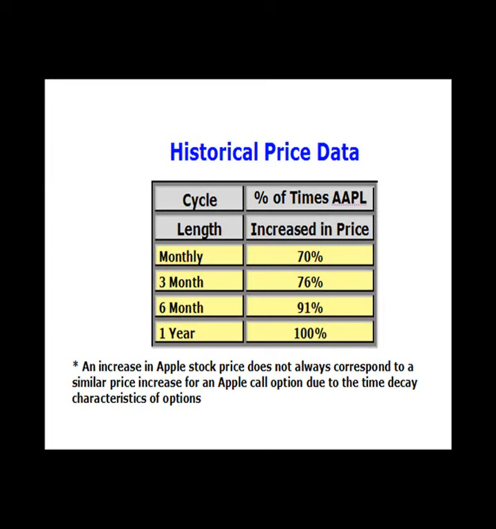Based on this data, if Apple was in a price uptrend and I wanted to purchase an Apple call option, I would trade the 3 or 6-month options for Apple, which resulted in a stock price increase 76% of the time for the 3-month and 91% of the time for the 6-month. The 1-month option with 70% accuracy is too low. Now, longer-term investors may consider purchasing the Apple LEAPS options, which historically is 100% accurate.